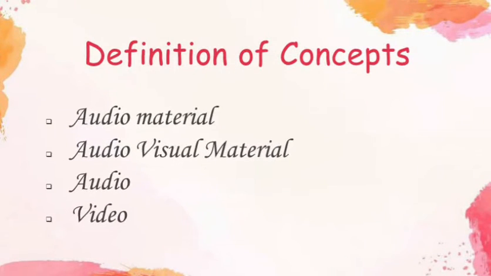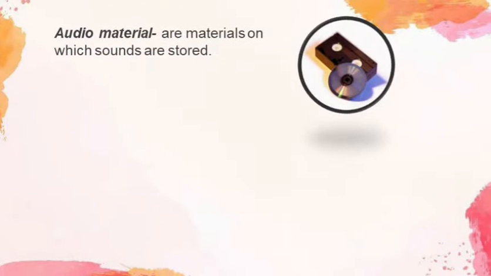Definition of concepts: audio material, audio-visual material, audio, and video. First we're going to define what audio material is. Audio materials are materials on which sounds are stored. These materials include audio cassettes, audio cartridges, audio discs, audio reels, talking books, and other sound recordings.